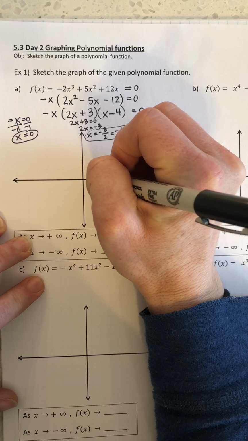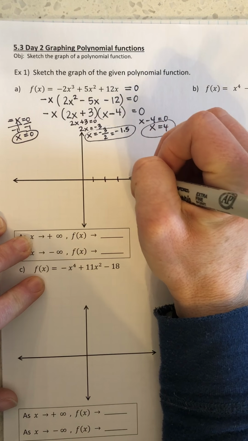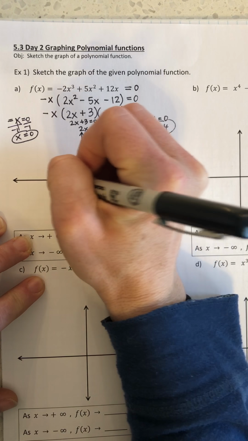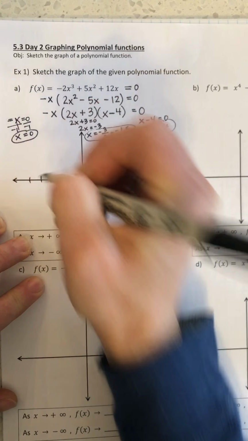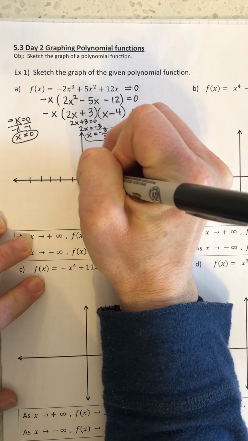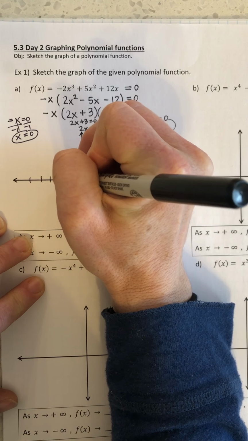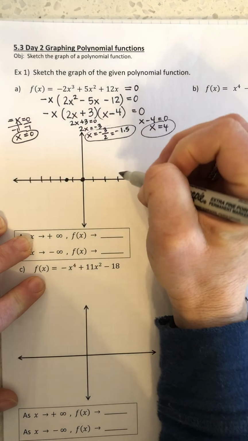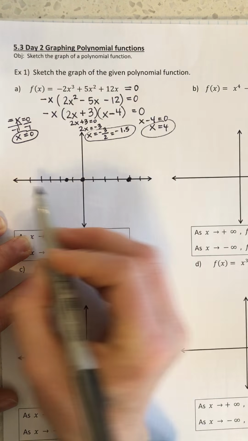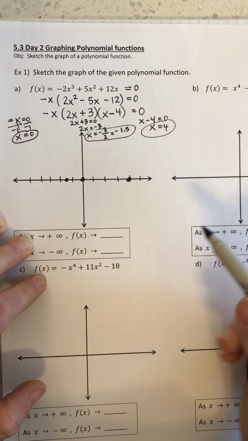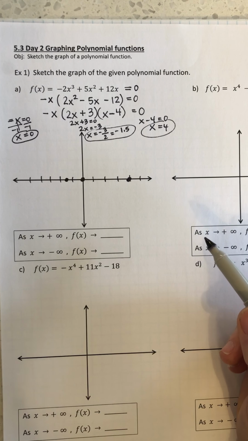So now let's plot them. Okay, I have an x-intercept at 0. I have an x-intercept at negative 1.5, negative 3 halves, which is right there. And I have one at 4. So these are the only 3 spots where your graph should cross over or touch the x-axis.